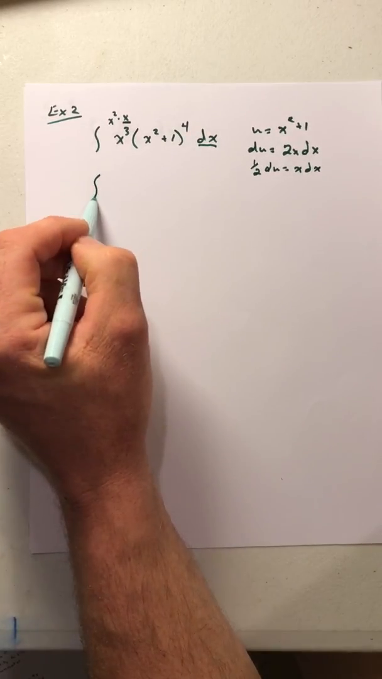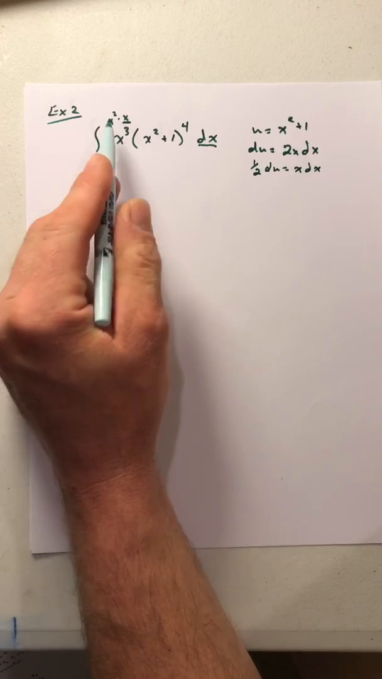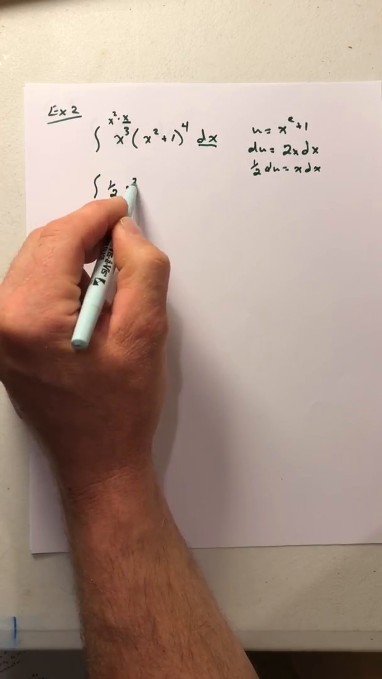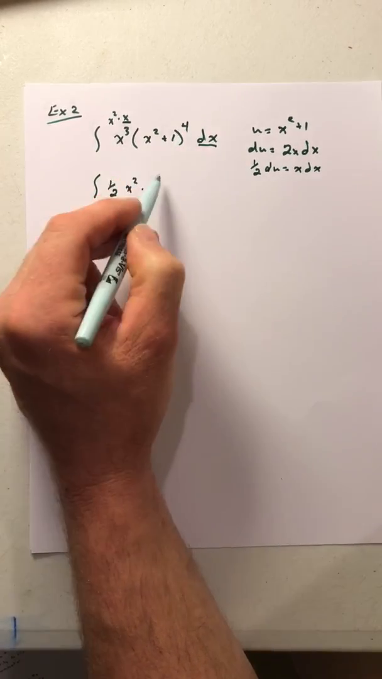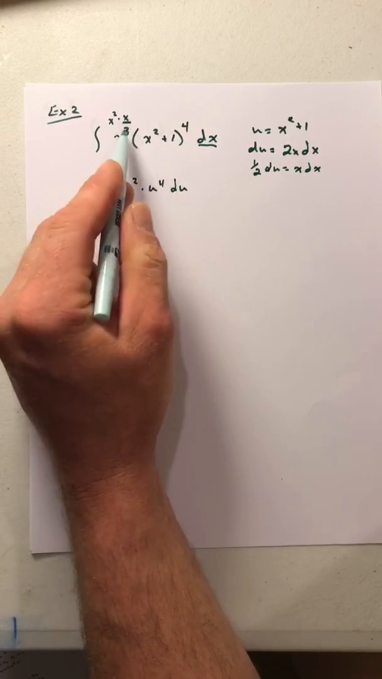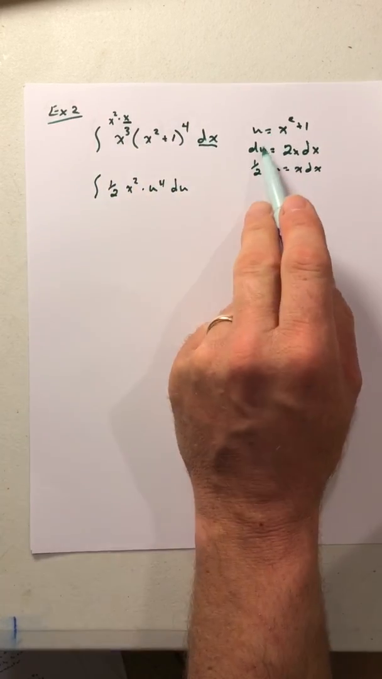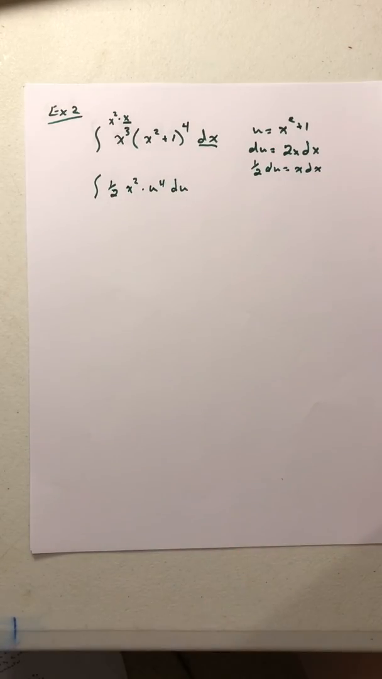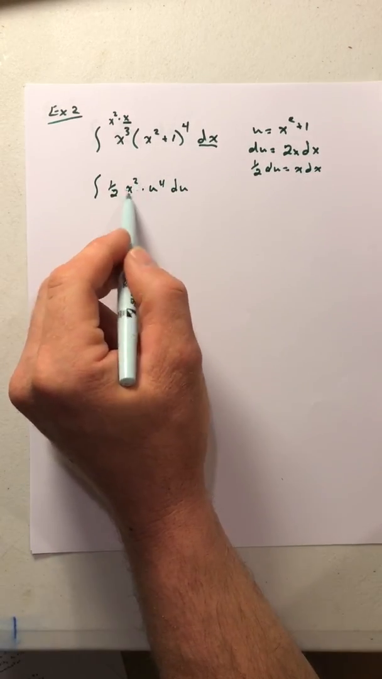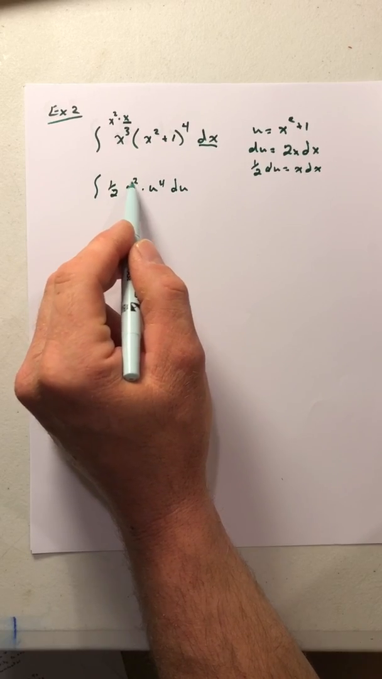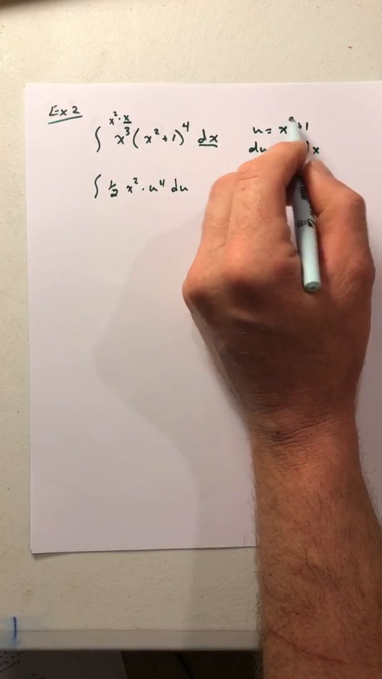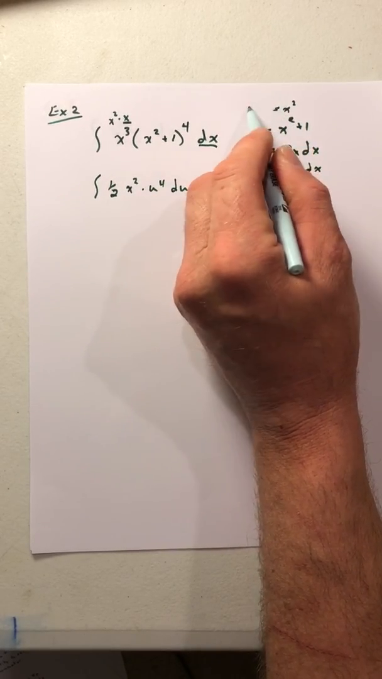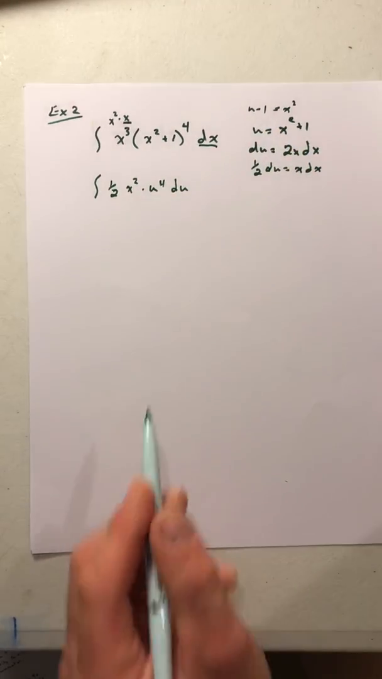So now my integration becomes 1/2. I still have that x squared times u to the 4th, and my x dx is going out and becoming my du, and my 1/2 coming in. Again, we got to get rid of these x's. Well, what do we know about x squared? Well, if I come up here, x squared is going to equal u minus 1.